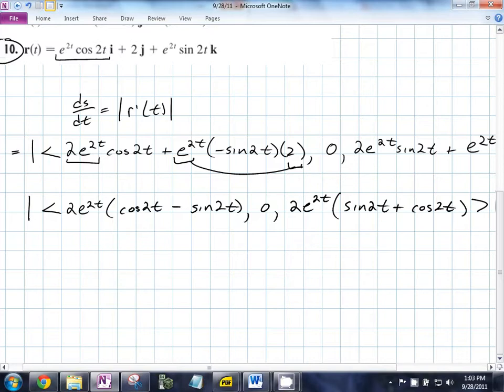What can you do first? It's easy to calculate. Yeah, but do I have to? I think I have to write it out once, right? Should I write this out? So what do you end up with? 2e to the 2t squared, cosine 2t minus sine 2t squared, plus 2e to the 2t squared, sine.